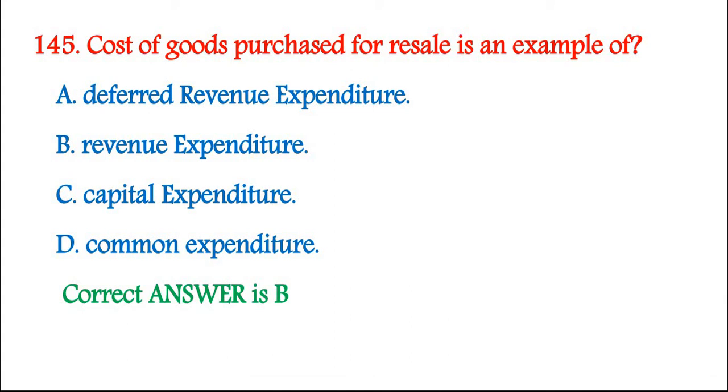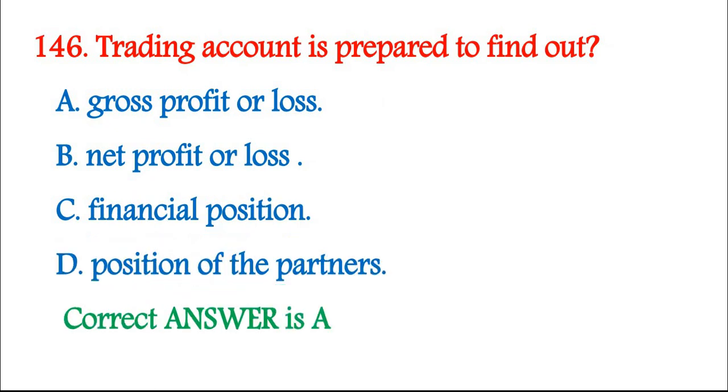145. Cost of goods purchased for resale is an example of A. deferred revenue expenditure, B. revenue expenditure, C. capital expenditure, D. common expenditure. Correct answer is B. 146. Trading account is prepared to find out A. gross profit or loss, B. net profit or loss, C. financial position, D. position of the partners. Correct answer is A.